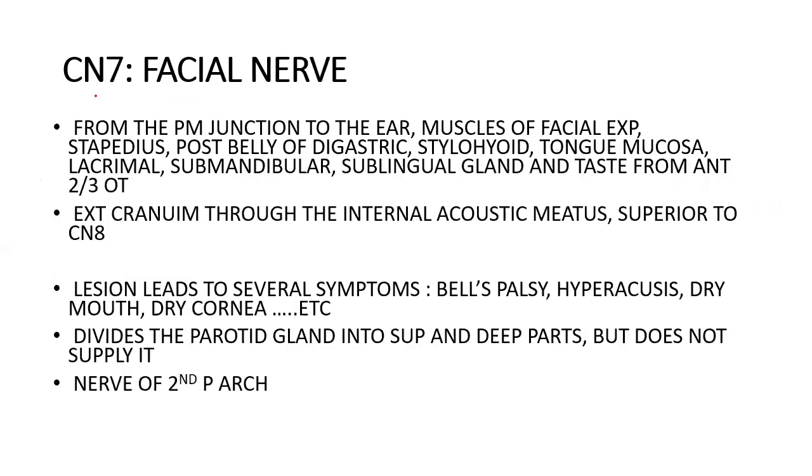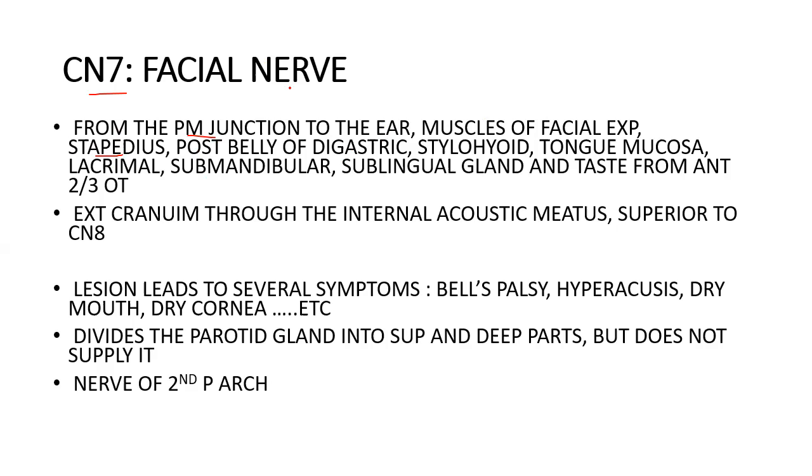Okay, so number 7, the famous one, the facial nerve. It's from the pontomedullary junction as well, right? So now we've seen two nerves already coming from the pontomedullary junction, the abducens nerve and the facial nerve, right? It goes to the ear and to the muscles of facial expression. So it supplies muscles of facial expression, and also some muscles in the ear. It goes to the stapedius, that muscle within the ear, because its course moves within the ear.